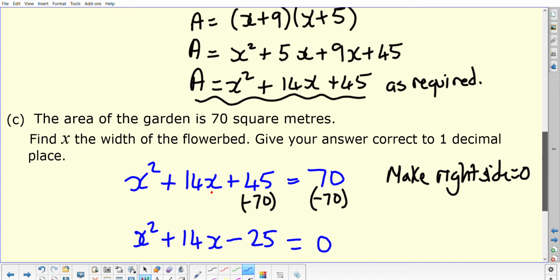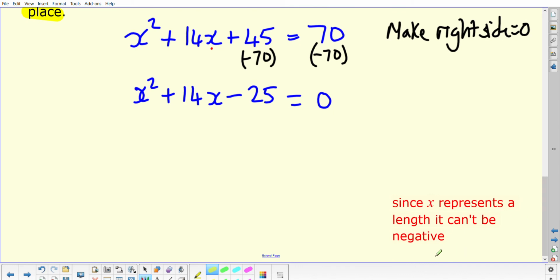Now, a bit of a hint here that in fact this one doesn't factorise. How do I know that? Well, I can clearly see in this question that it's asked me to solve or work out the x, and it's got correct to 1 decimal place. Whenever that happens, your expectation should be that, oh, that means that's going to be a quadratic formula question.